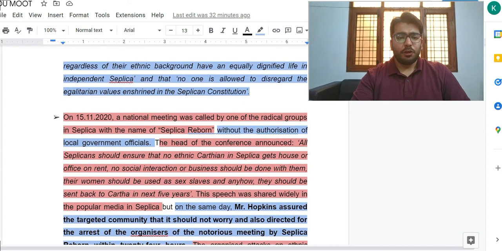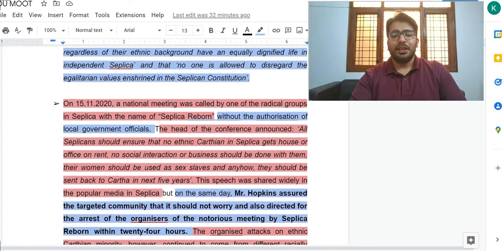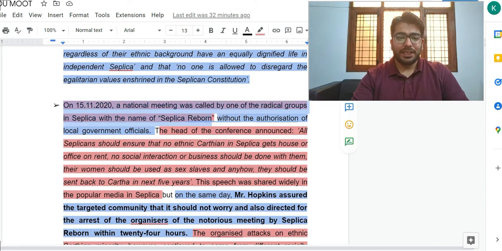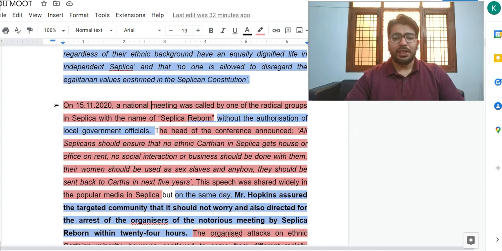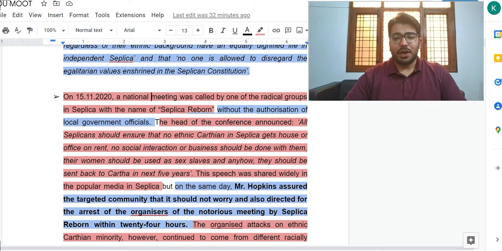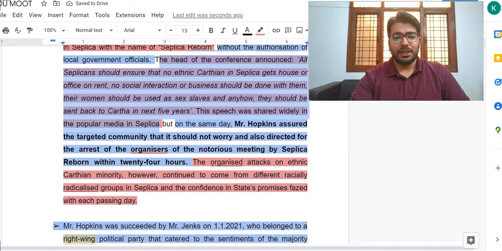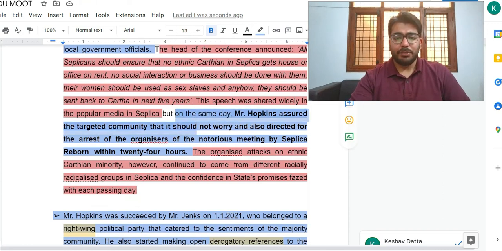Next, on 15 November so and so, a national meeting was called by one of the radical groups in Seplica with the name Seplica Reborn. Obviously, on the face of it, this is an argument in favor of the respondent, and you can use this line in your favor. But what is the counter to that? That this was without the authorization of government officials. So if the respondent is using this line in their favor, the applicant can return and say, okay, read the full line, that this was happening without the authorization of local government officials, and therefore this cannot be used against us. Similarly, there is a conference announcement, which you can read and use in your favor as a respondent. But as a counter to that, when you read the complete paragraph, you can see that this line can be used in favor of the applicant.